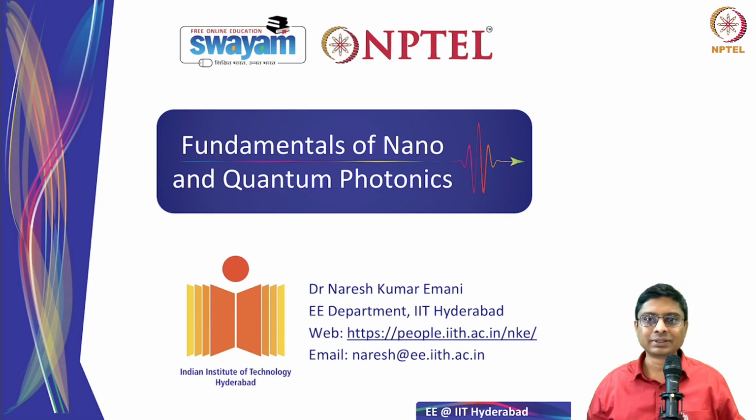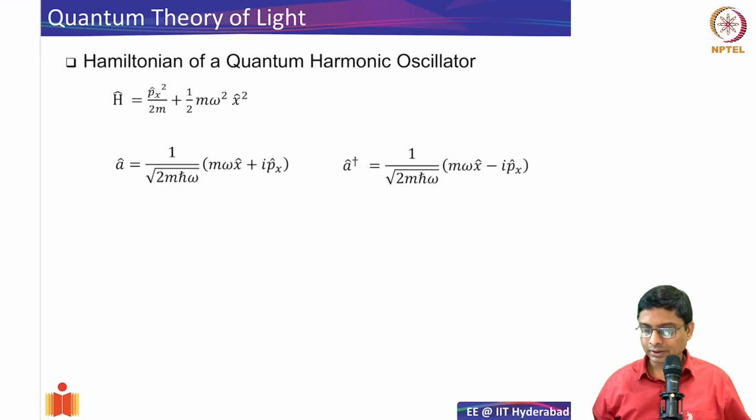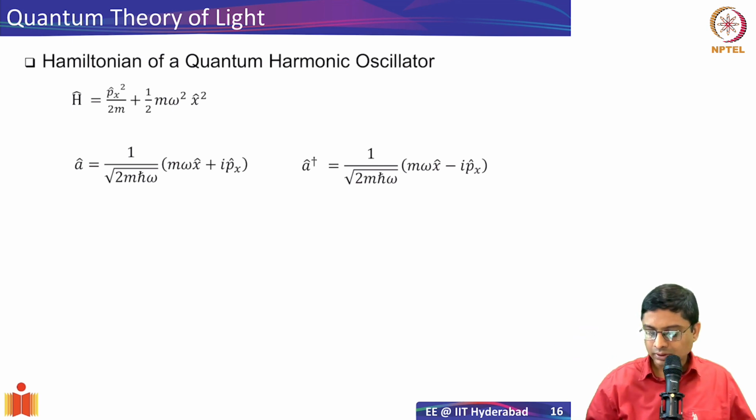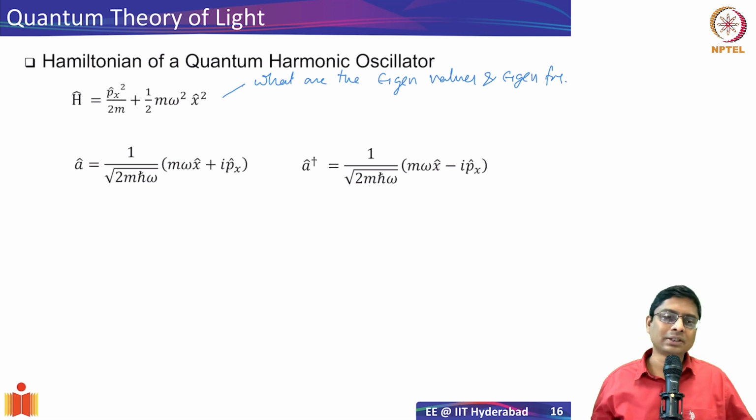Hello everyone, welcome back. In the last lecture we introduced the ideas of operators, and we also introduced the Hamiltonian for a quantum harmonic oscillator. So what is the goal? We want to solve for the eigenvalues and eigenfunctions of the Hamiltonian. Why do we want that? Well, eigenvalues are the energies that are allowed for the system, and eigenfunctions are the wave functions. So we want to solve for that.